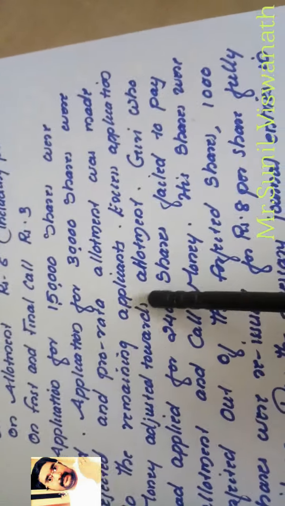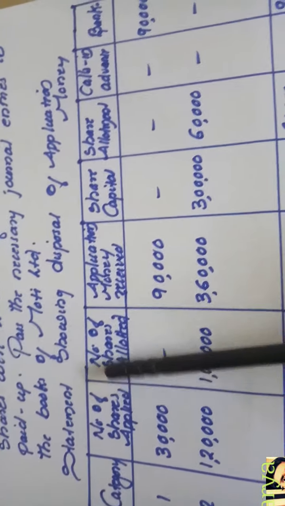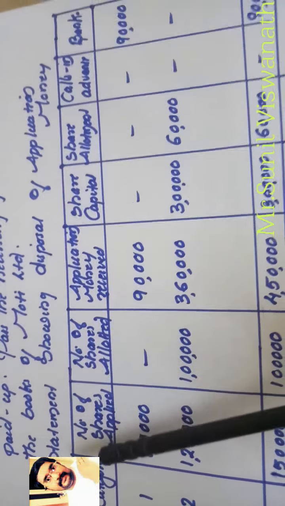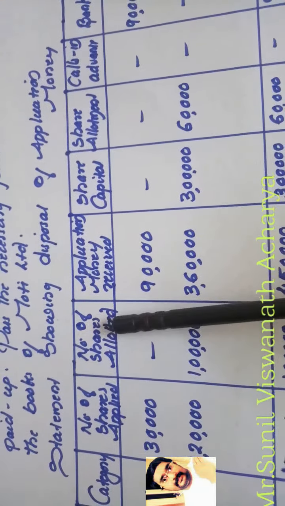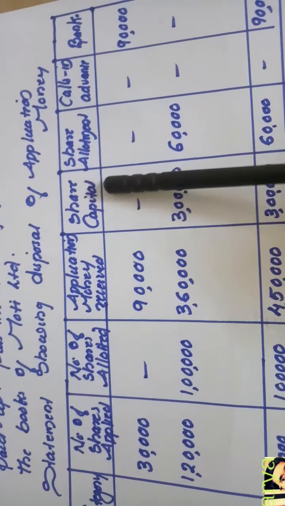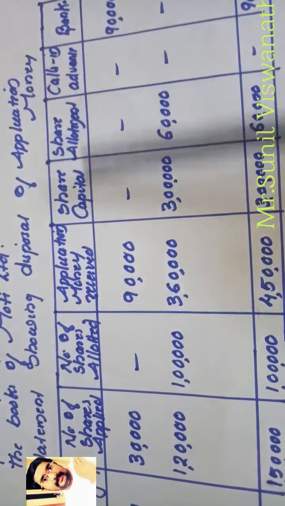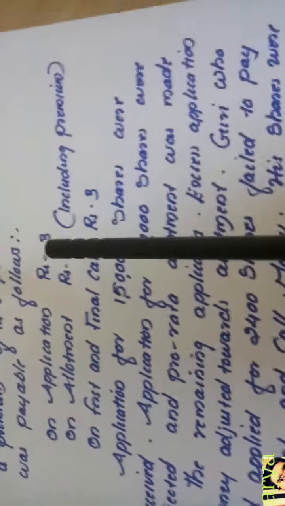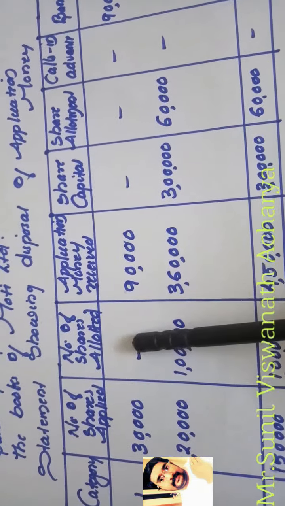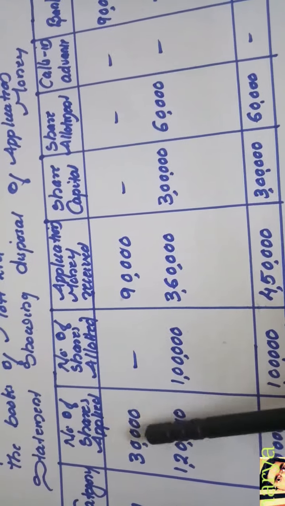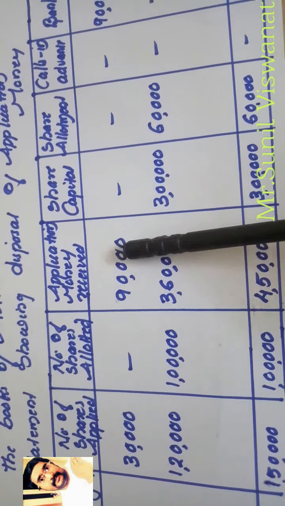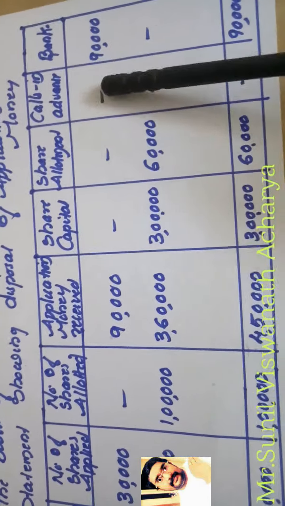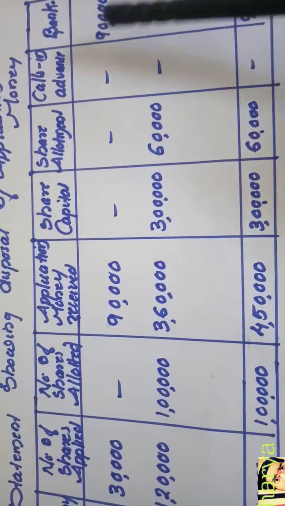So here, whenever pro rata is there, it is better to make a statement like this. We already studied: statement showing disposal of application money. Categories: number of shares applied, number of shares allotted, application money received, share capital, share allotment, calls in advance, bank. First category: in the question it says 30,000 shares rejected. Application money we received is 3 rupees. So category 1, 30,000 shares rejected, means nothing allotted. Application money received on 30,000 shares, 30,000 into 3, that is 90,000. Because they were rejected, the complete money we have to refund to the shareholders, that is 90,000.